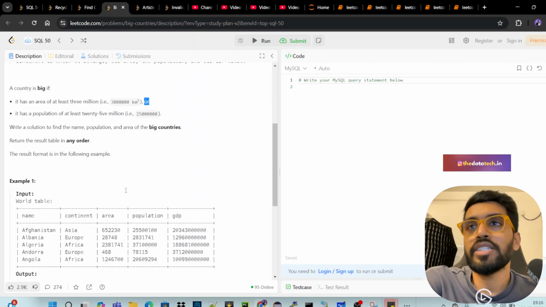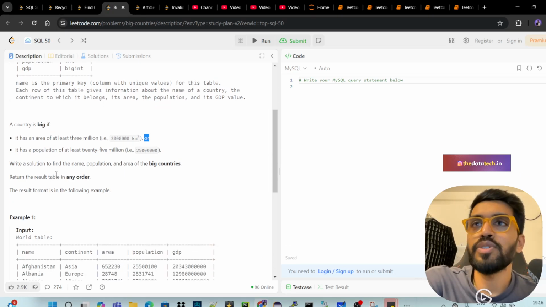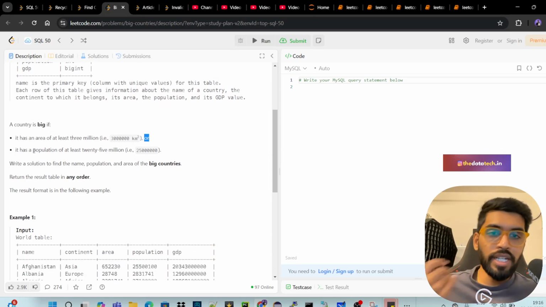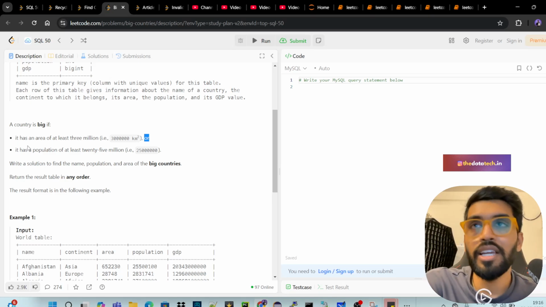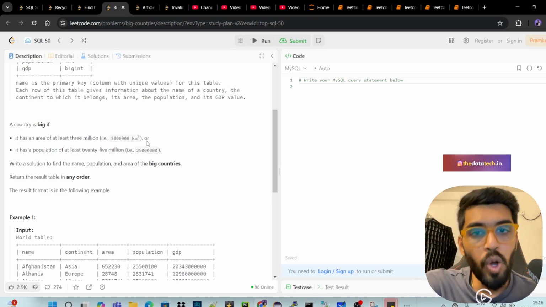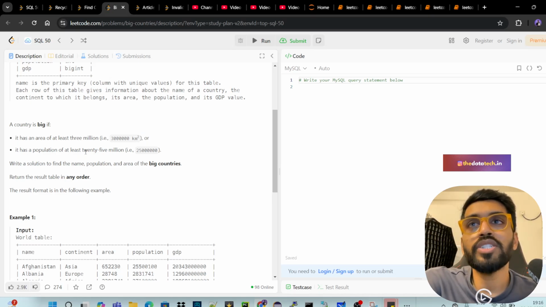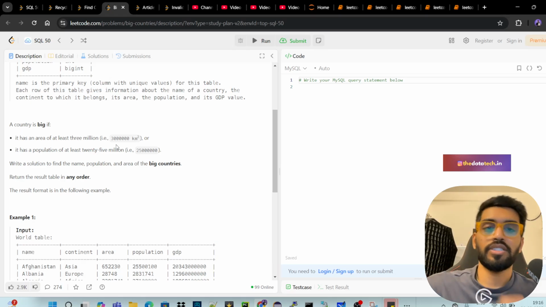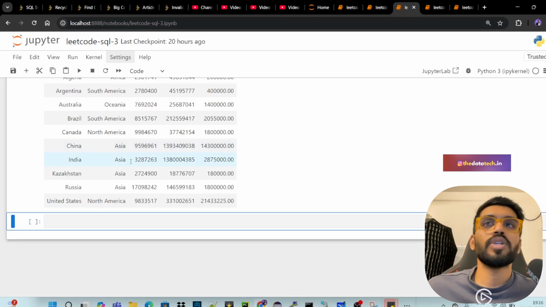Okay, big countries. It's straightforward, guys. I want to print some of the big countries when the criteria is met: if the area is at least 3 million square kilometers, or, and this is very important because sometimes people forget to see this, they put and. It's or, it has a population of at least 25 million. That's the true criteria. That's it. So let's get into it.